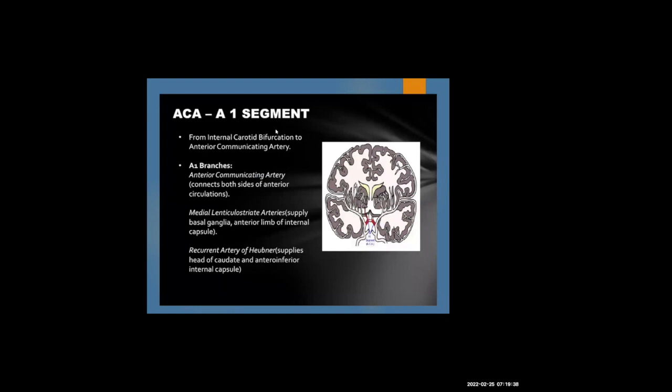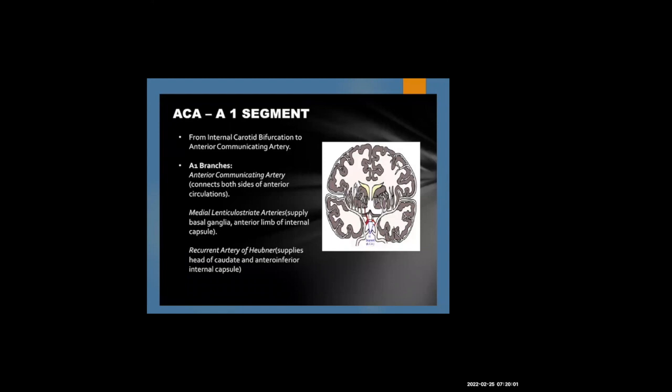So the A1 segment. This little cartoon depiction shows in red the position of the A1 anterior cerebral artery. Here we have the ICA terminus. It's bifurcating into the anterior cerebral artery on one side, the middle cerebral artery on the other. And this short segment, as it goes from the ICA terminus to the anterior communicating artery, is the A1 ACA.